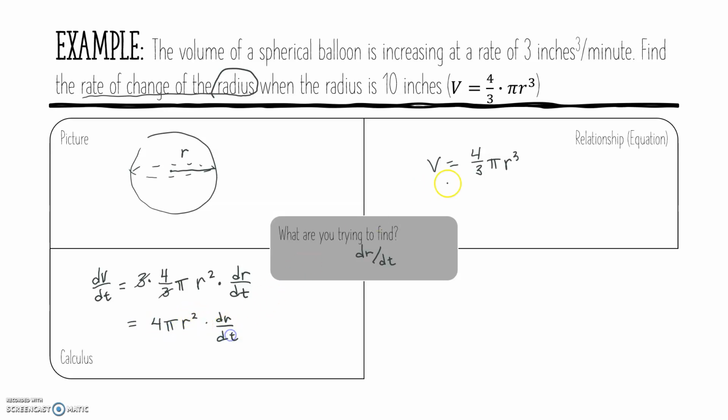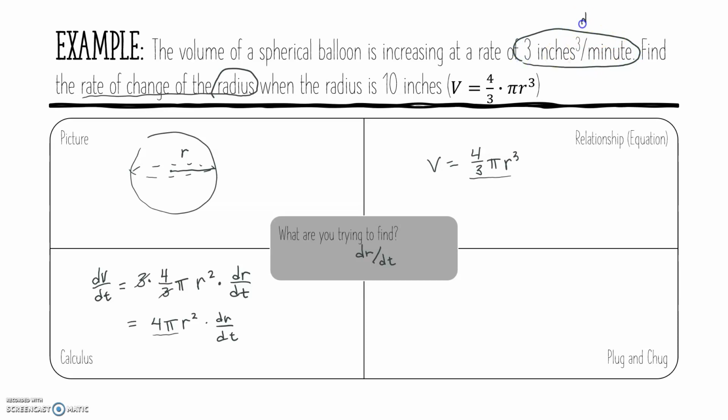And did you notice that the derivative of the volume gave you the surface area of a sphere? What? All right, last step, we're going to plug and chug. This time the plug and chug is a little bit different because they gave us dV/dt, so we're going to plug in 3 inches cubed per minute. That's a dV/dt measurement. So we're going to put 3 in for dV/dt, so 3 equals 4 pi, our radius is 10 inches, times dr/dt. We are trying to solve for dr/dt.